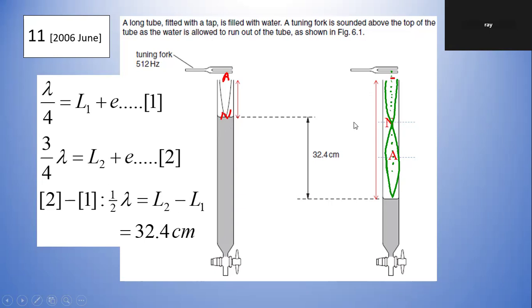Half lambda is L2 minus L1. Label that. Antinode, no need, since they didn't ask you to do antinode. You just do the node.